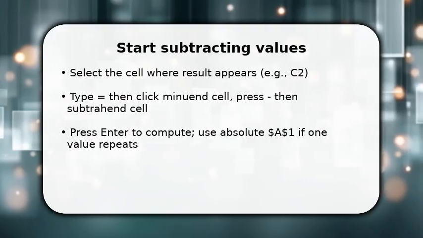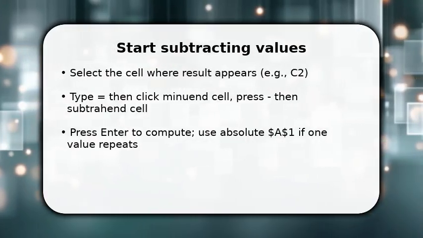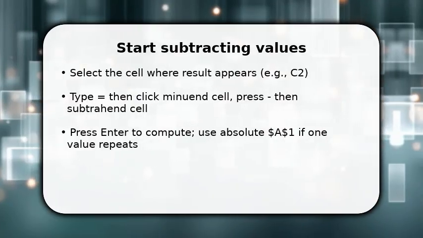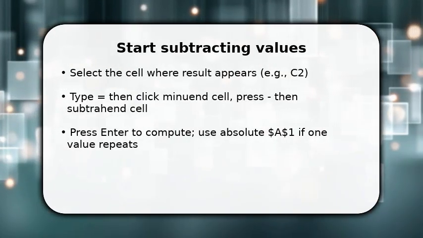You begin by choosing the result cell and typing the formula directly. Type equals, click the first number, then a minus sign, then the second number. Press enter to get an immediate result.